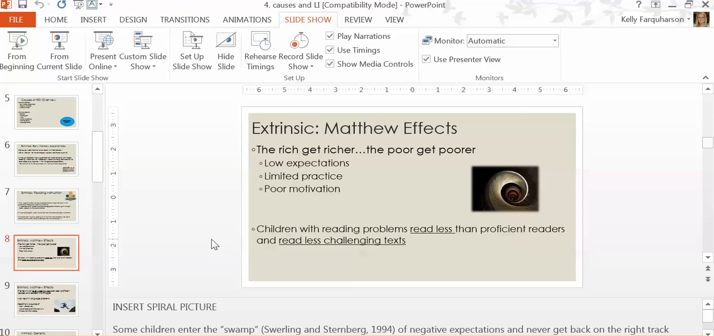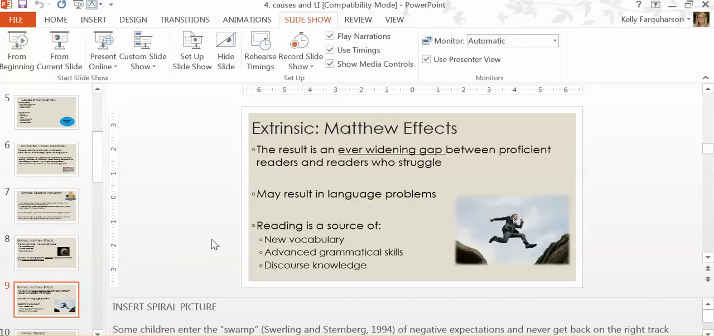So it's not just that over time they don't get better. It's that without that exposure, they're not acquiring the language skills that other kids are acquiring. Their vocabularies aren't advancing, their grammatical skills aren't advancing, their narrative skills aren't advancing as a result of not having exposure to reading. This is basically saying what I just said, because reading is a source of new vocabulary, of advanced grammatical skills, and of discourse knowledge. And so that gap continues to widen the less exposure that they have.